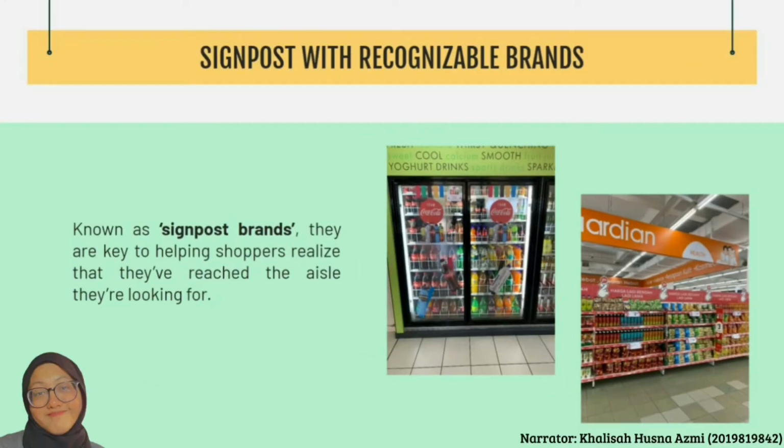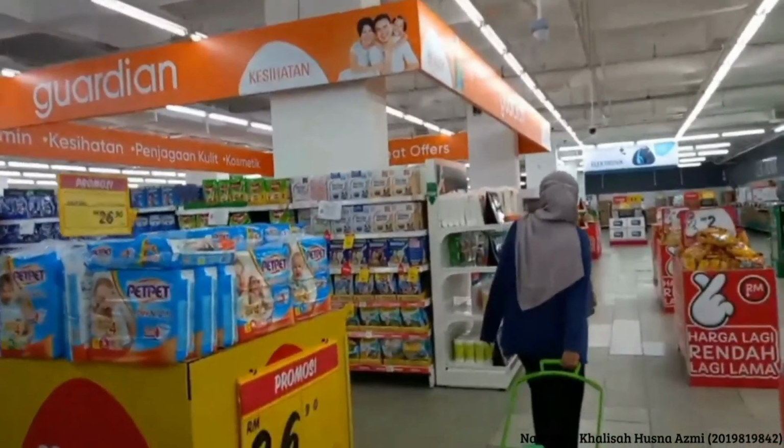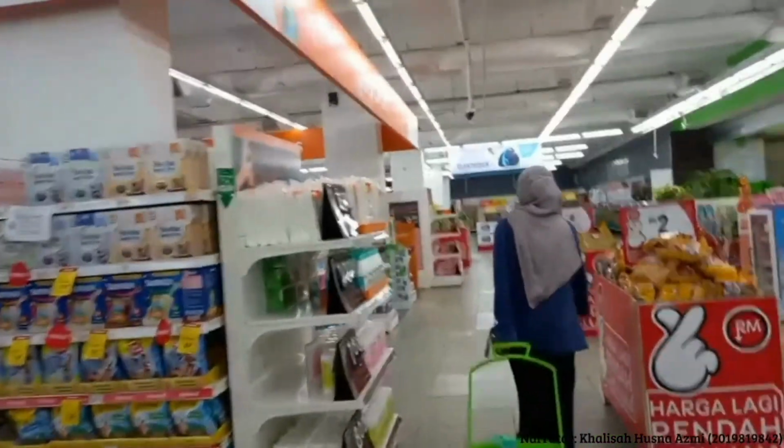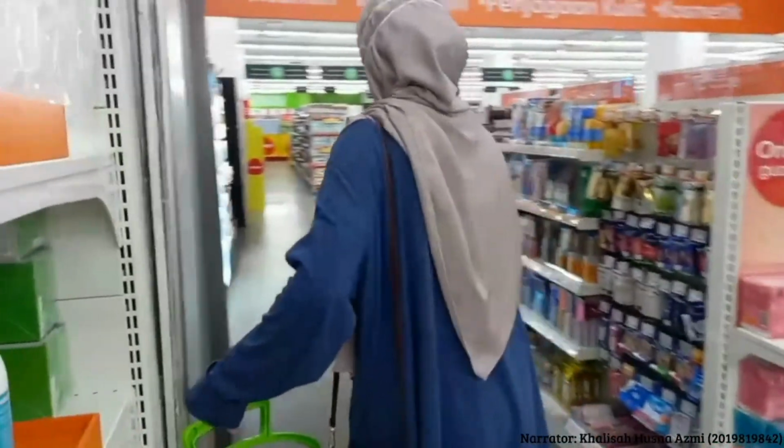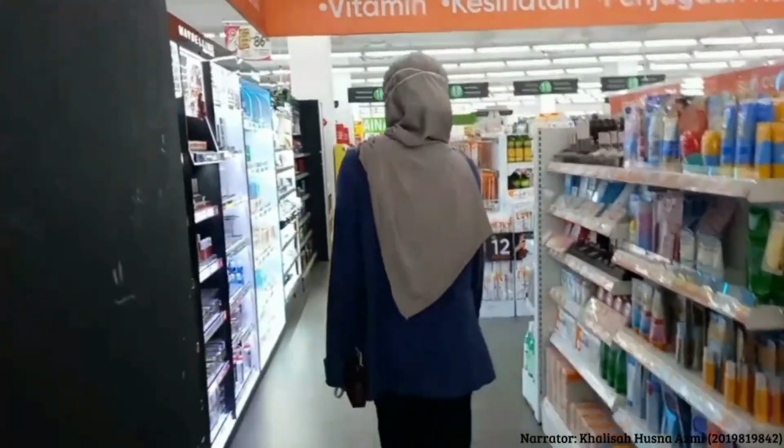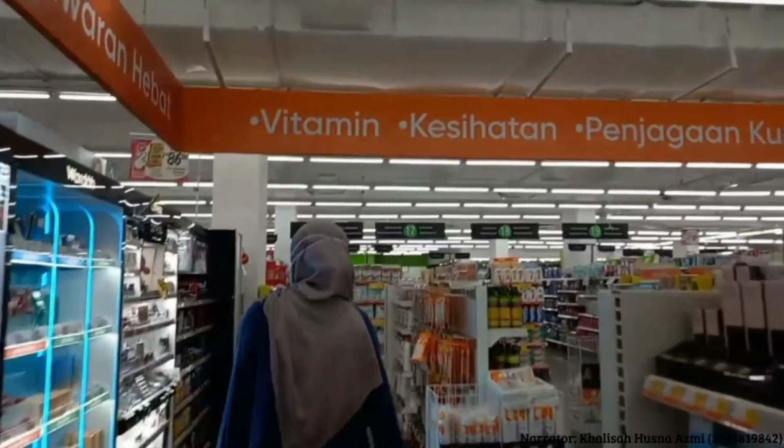And then we have signposts with recognizable brands. Big brands such as Coca-Cola and Kit Kat play a key role in guiding shoppers to food categories. Known as signpost brands, they are key to help shoppers realize that they have reached the aisle they are looking for. As you can see here, an example of rich branding by Coca-Cola, and you can see the differences for the giant hypermarket. They actually put the Guardian brand up to make sure the customer could find things like cosmetics, health and skincare easily at one-stop solution. And this makes it easier for the customers to shop for their necessities.